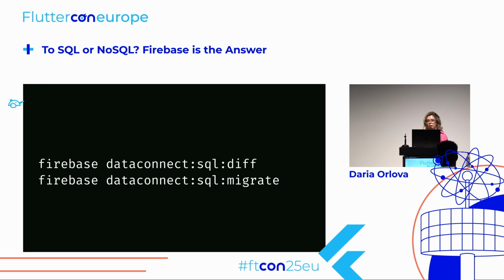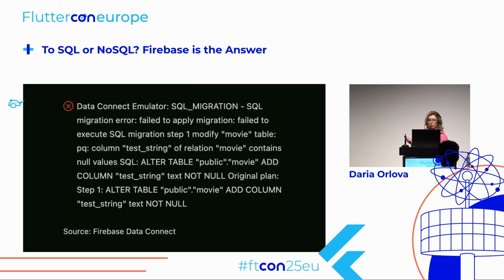If you have made changes to your schema, you can check the diff to see what the changes are and what you need to do to migrate by running the Firebase DataConnect SQL diff command. You can also do migrate, but if you run migrate with the compatible schema validation type and have breaking changes, you will run into an error. For example, if you have added a non-nullable column to an existing table and you can't specify the values for the existing rows, then you will have this problem.